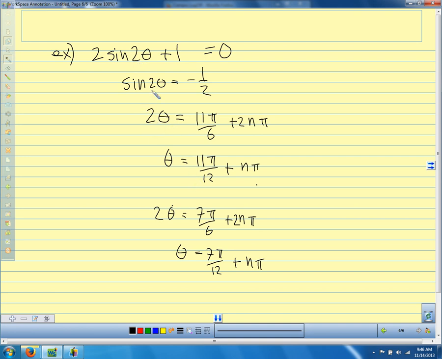So when you have a multiple angle or a fraction angle, you solve for the multiple angle or the fraction angle, and then you deal with whatever the number is here in front of theta by multiplying or dividing it, depending on whether it's a fraction or a whole number, to the other side. And it multiplies everything over here. All right, questions on these? Okay.